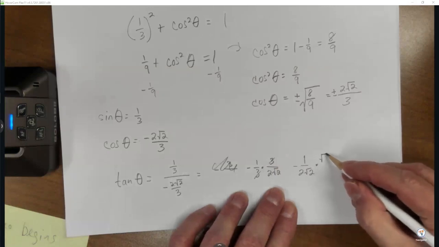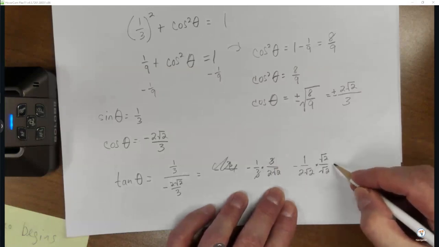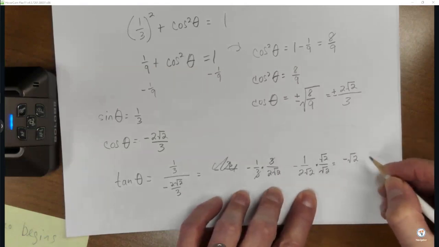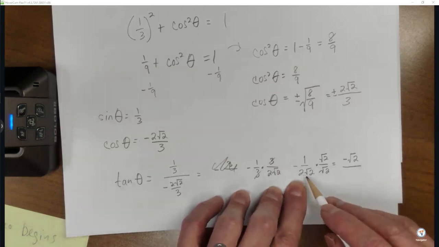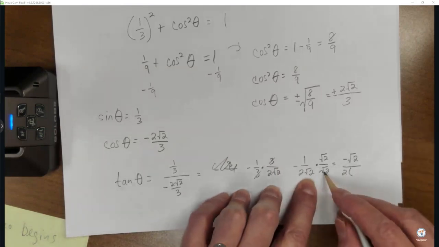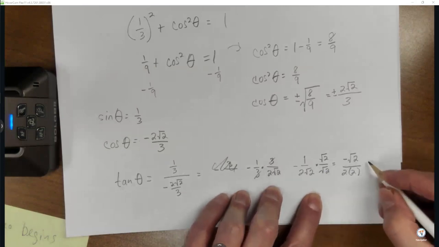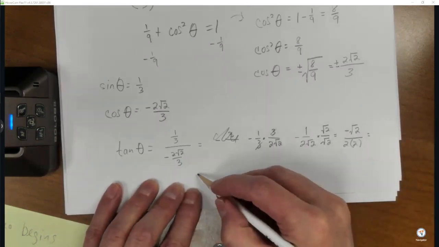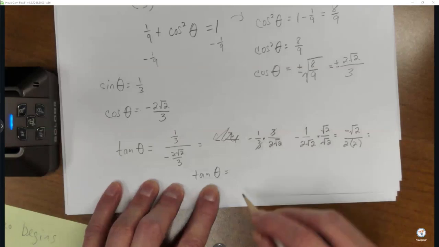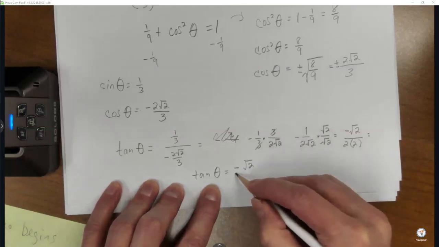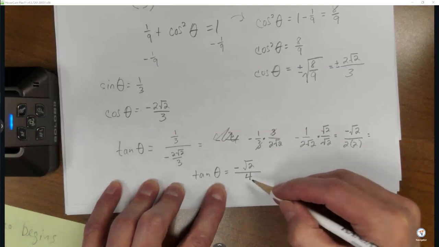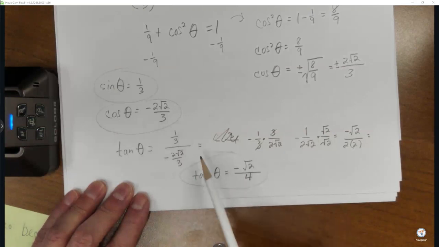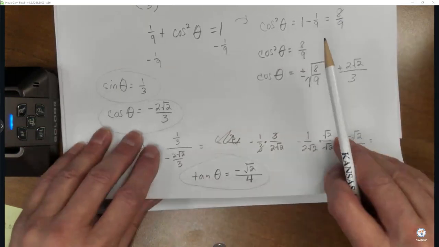Now I'm going to rationalize that with the square root of 2 over the square root of 2, my friendly 1. So that becomes negative square root of 2 over 2 times square root of 2 times the square root of 2, which is another 2. So it's going to be tangent theta equals negative square root of 2 over 4. Okay, so we've got 3 of them. All right, we need a couple more.